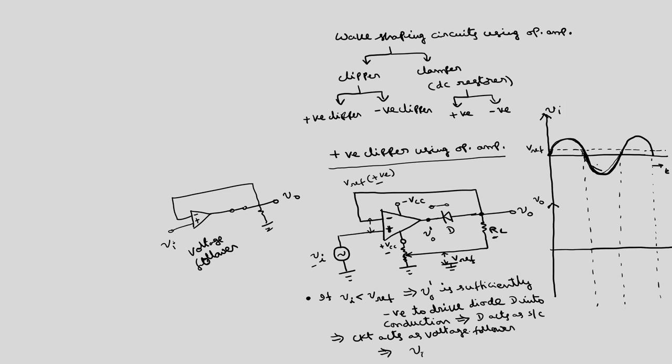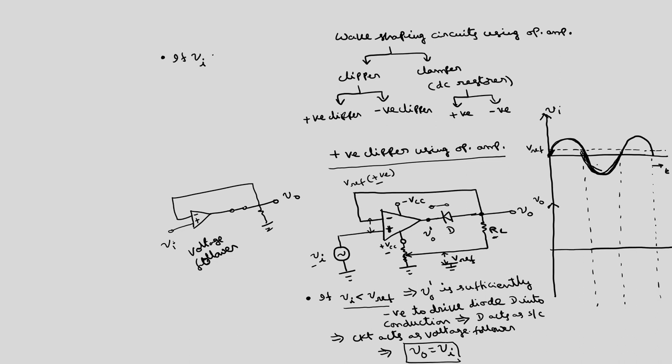Implies output V0 is equal to Vi. So this is when Vi is less than V reference. That is during this portion and this small portion. Now the second case is Vi is greater than V reference.